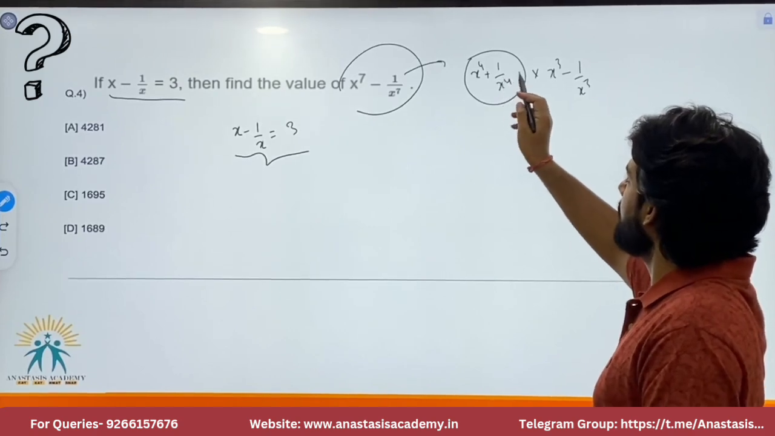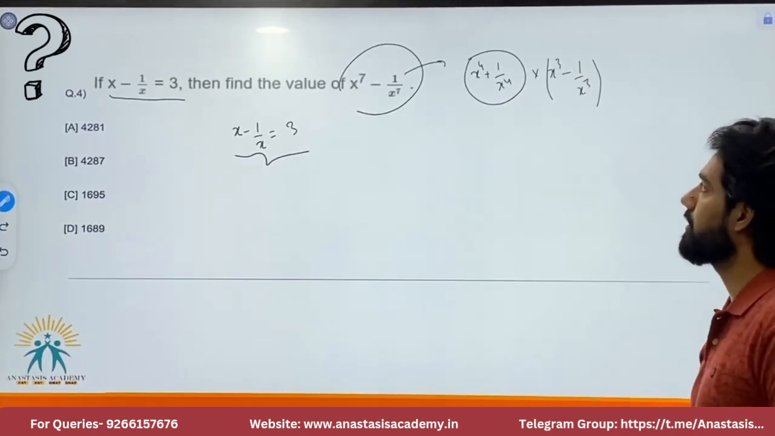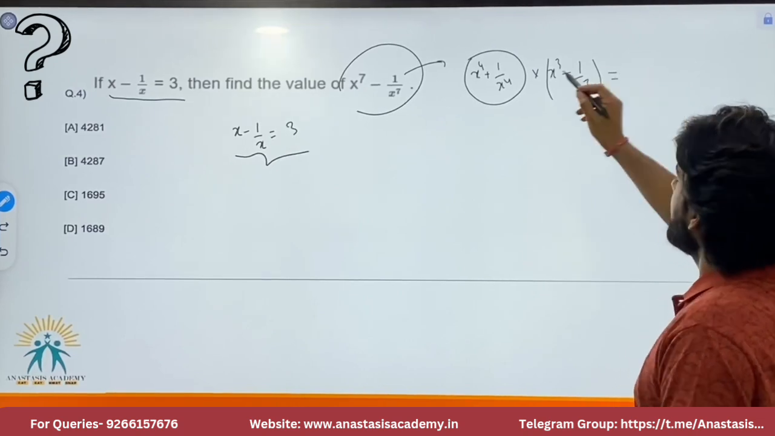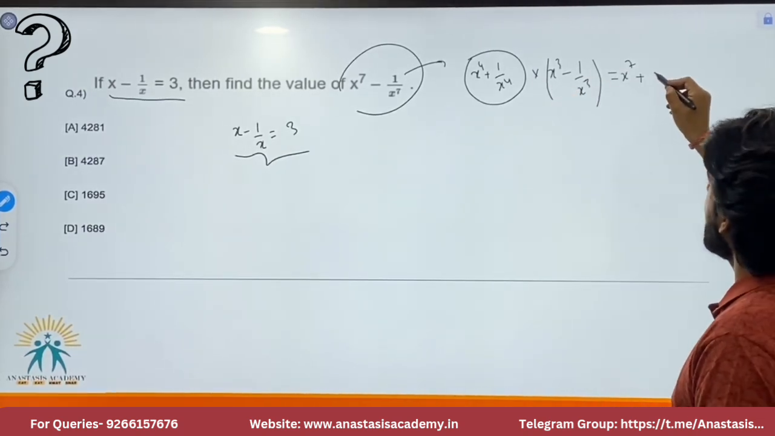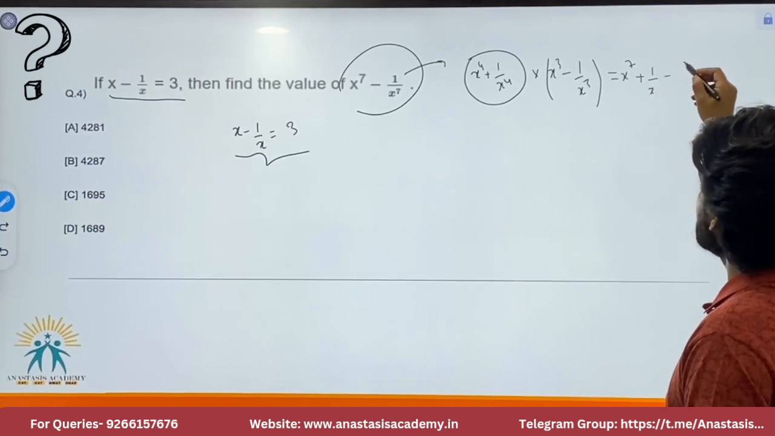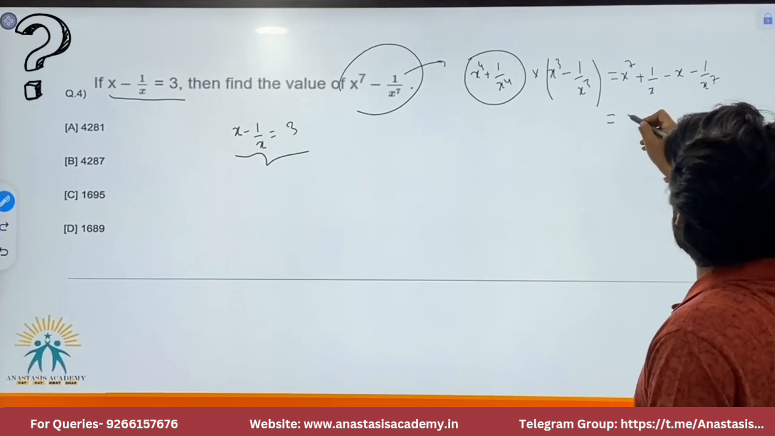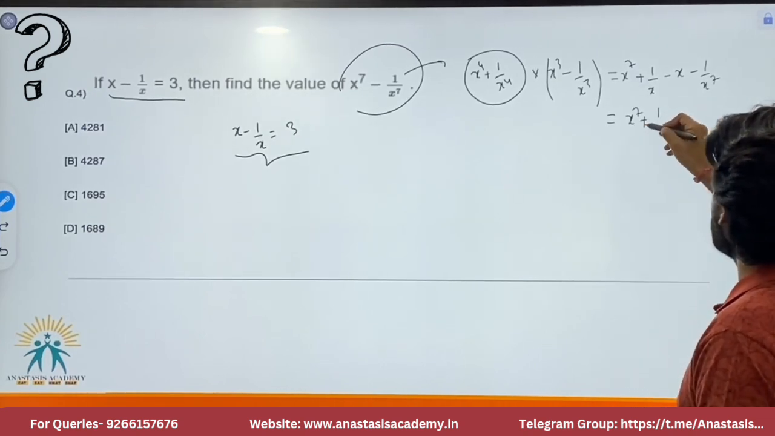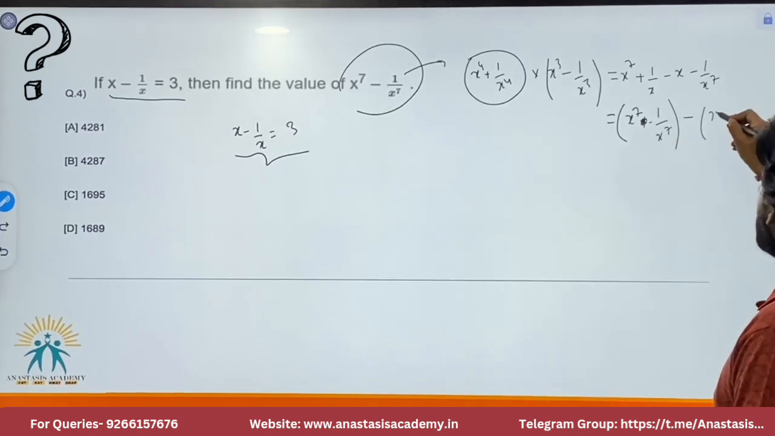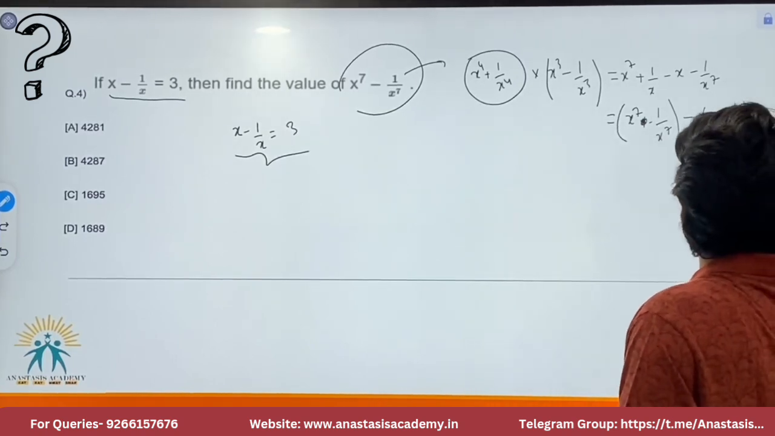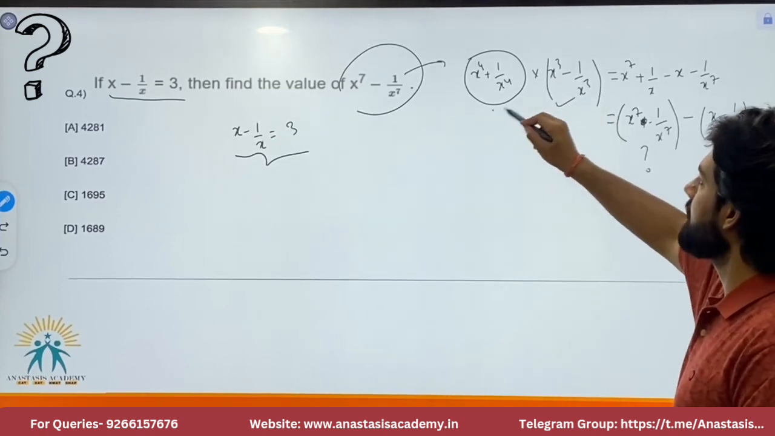So x raised to the power 4 plus 1 upon x raised to the power 4 into x cube minus 1 upon x cube will become how much? It will become x raised to the power 7 plus 1 upon x minus x minus 1 upon x raised to the power 7. So it will become x raised to the power 7 minus 1 upon x raised to the power 7 minus x minus 1 upon x. This value is given. I have to find this value, and I can find these two values.